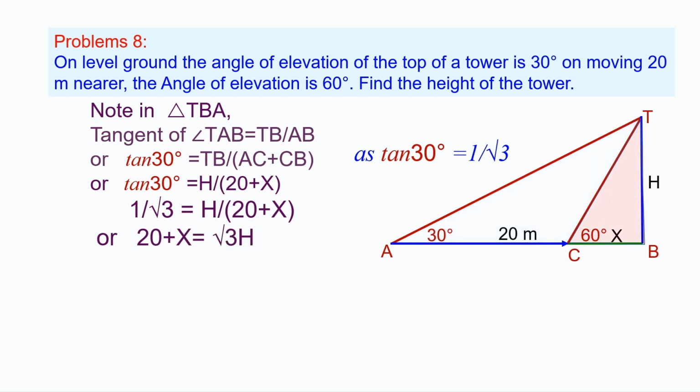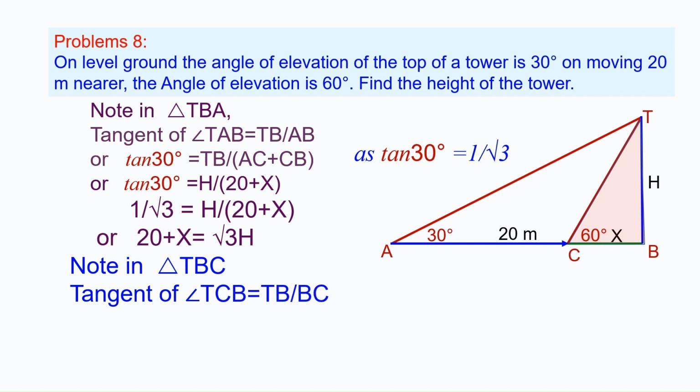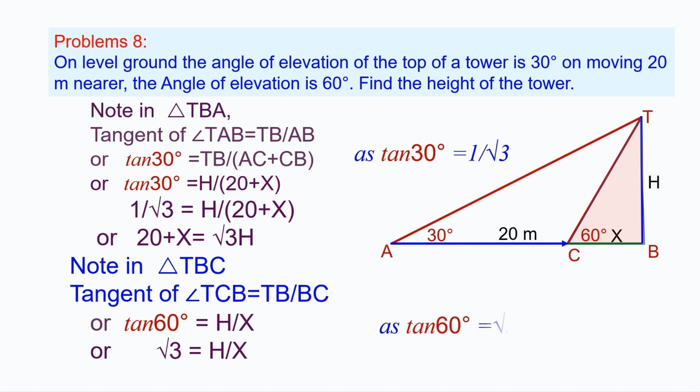Now, in the triangle TBC, tangent of the angle TCB equals TB divided by BC. Or tangent of 60 degrees equals H divided by X. Or X equals H divided by under root 3, as tangent of 60 degrees equals under root 3.